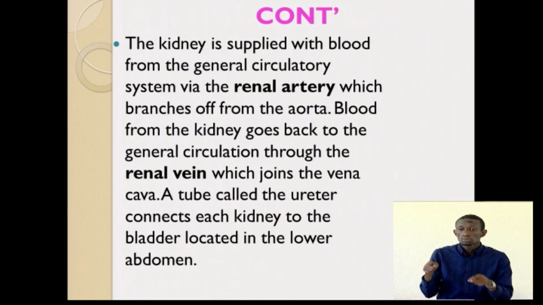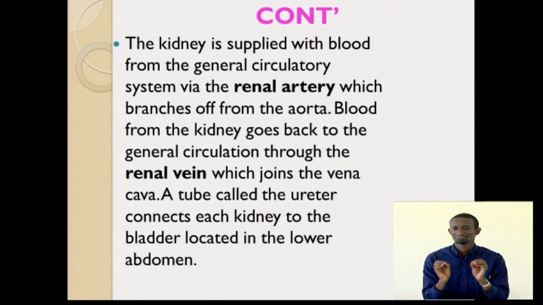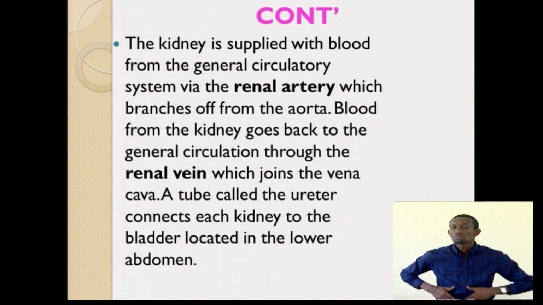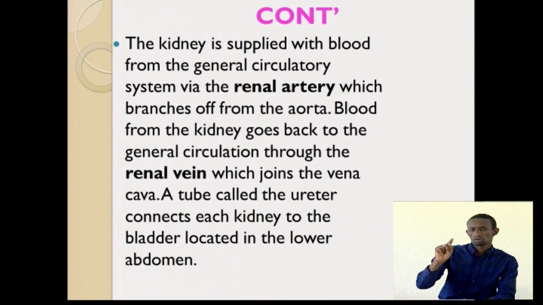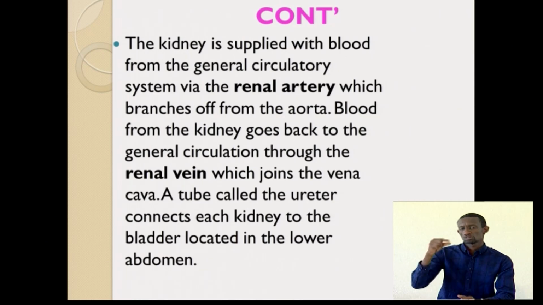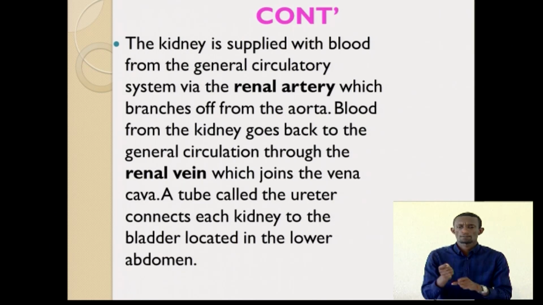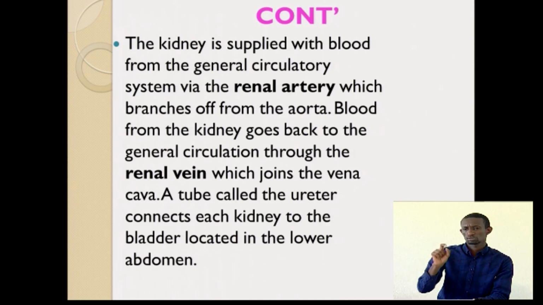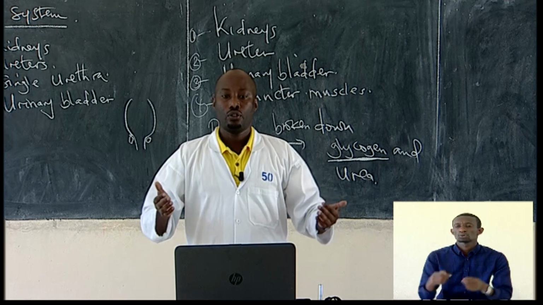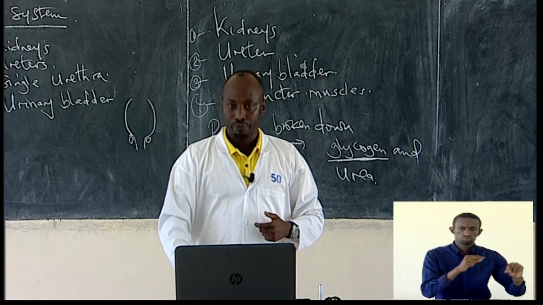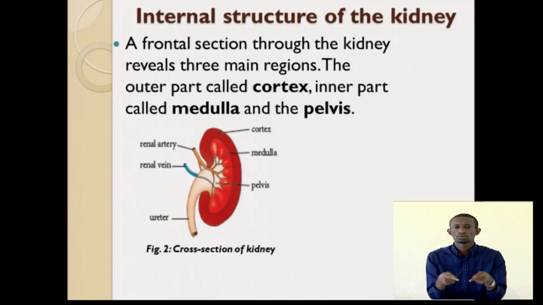I know the left kidney and the right kidney are not equal in size. The kidney is supplied with blood from the general circulatory system by the renal artery, which branches off the aorta, and the blood from the kidney goes back to the general circulation through the renal vein. The renal artery brings oxygenated blood, and the renal vein carries deoxygenated blood, which joins at the vena cava. A tube called the ureter connects each kidney to the bladder located at the lower abdomen. Let's look at the internal structure of the kidney.